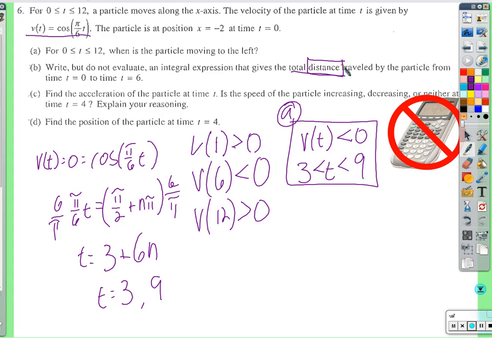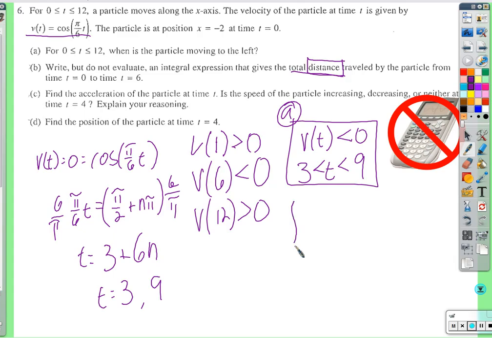So we have to figure out if it's moving backwards, we don't want to count that as negative distance. So we want to find out where it maybe crosses over from traveling in a positive direction to a negative direction, but you know what? We already did that work. We found out that it stops at 3. So from 0 to 6, it's going to stop and go backwards starting at time equals 3.